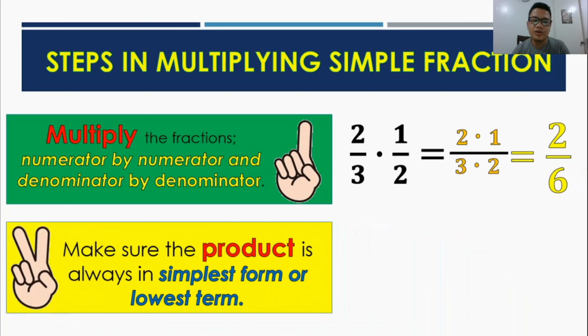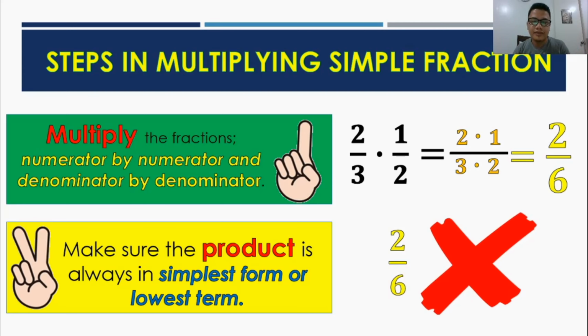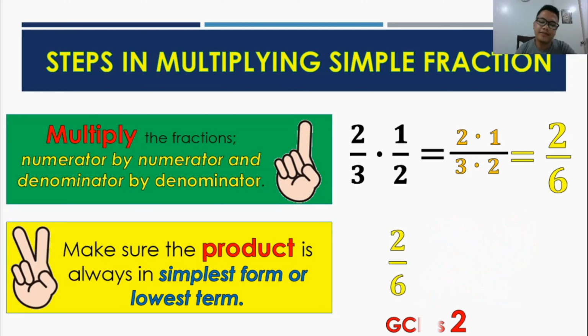Step number 2. Make sure the product is always in simplest form or lowest term. Let's take a look at our product. So we have 2 over 6. The question is, is it simplified already? So it's not yet because we have common factor. Now I'd like you to think of the common factor of 2 and 6. 5 seconds. 5, 4, 3, 2, 1. So the GCF is 2.